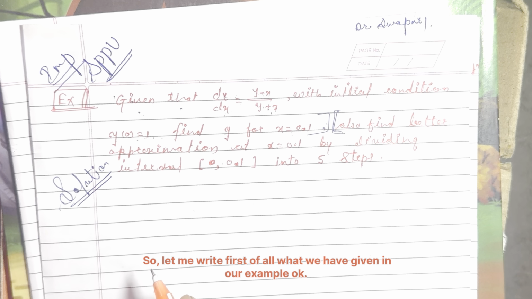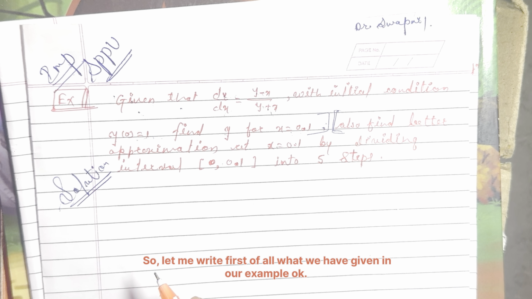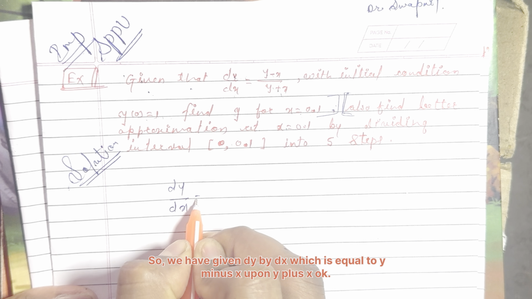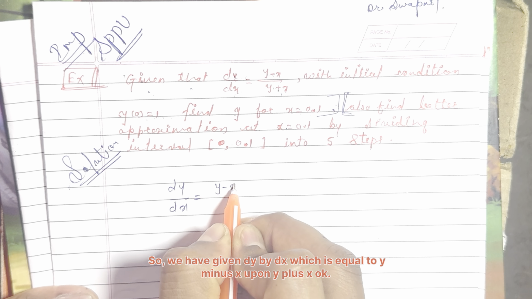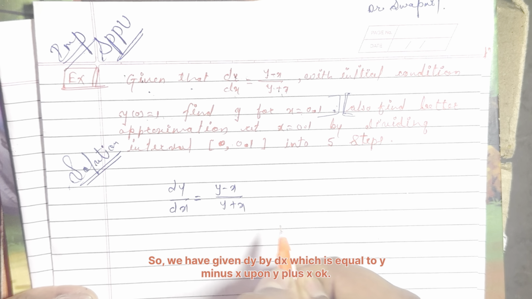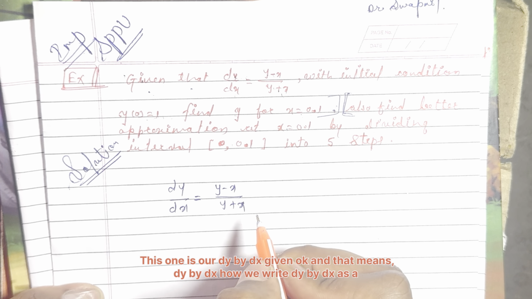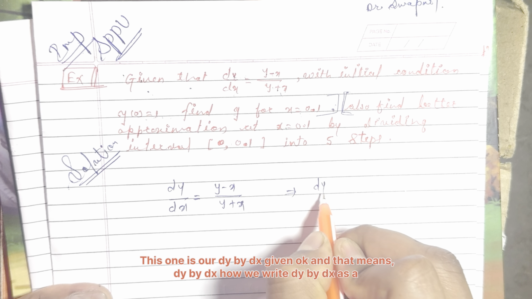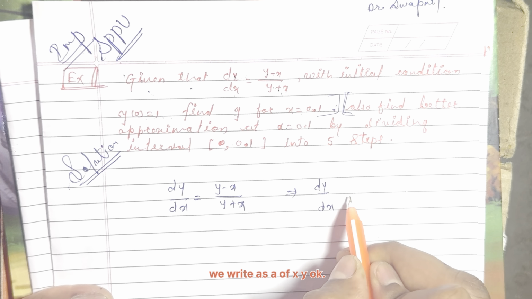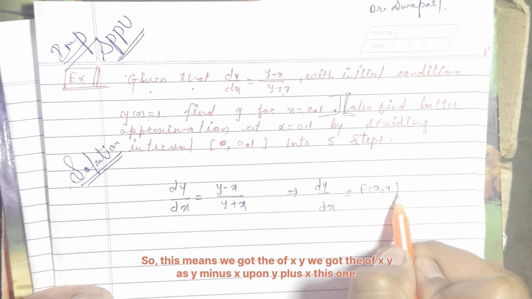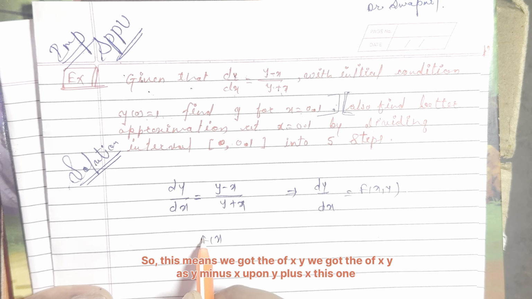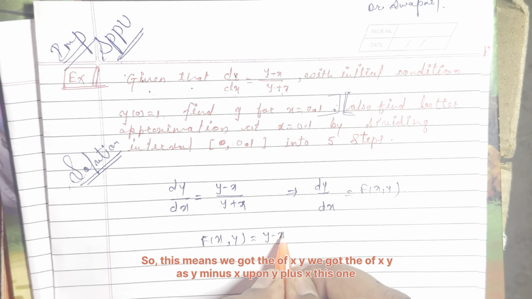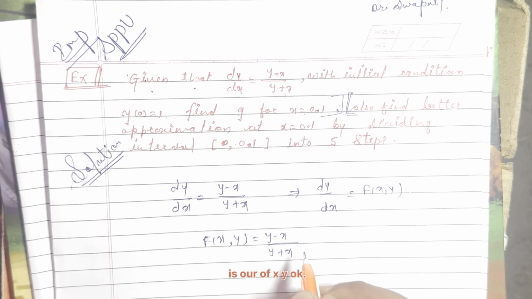Let me first write what we have been given in our example. We have dy by dx equals y minus x upon y plus x. We write dy by dx as f of x, y. So f of x, y is y minus x upon y plus x. This is our f of x, y.